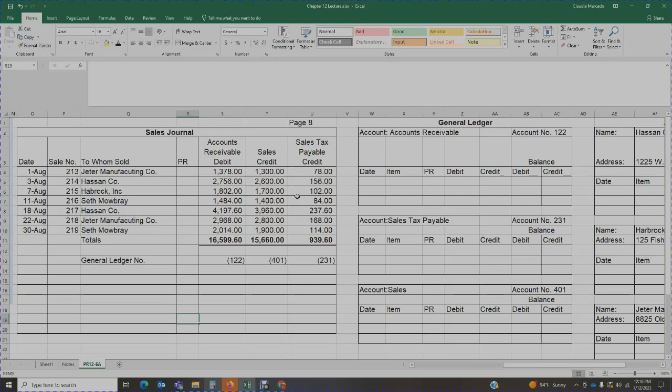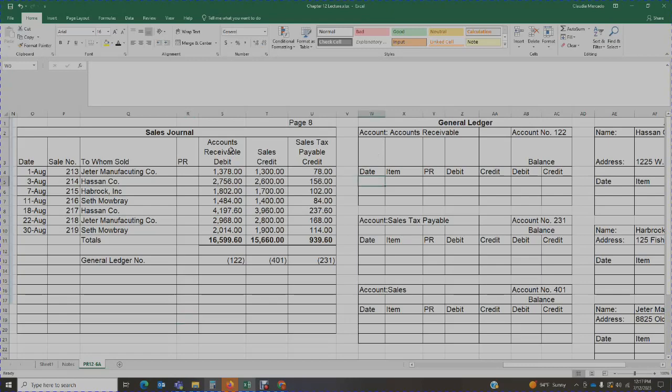By utilizing a sales journal, we're only going to have one entry, affecting each account one time instead of 7 times. So instead of having 7 entries to accounts receivable, 7 entries to sales and 7 entries to sales tax payable, we're going to only have 1 entry to each of those accounts. So how are we going to do that?